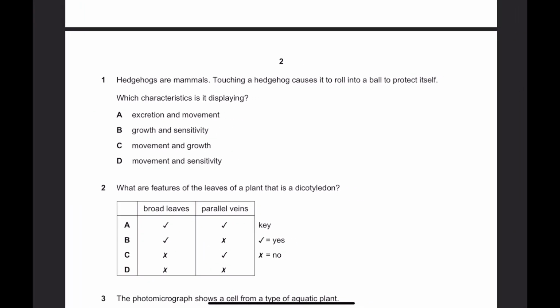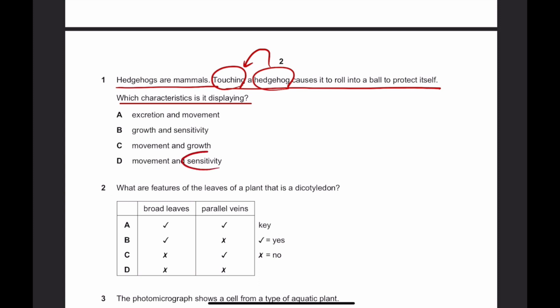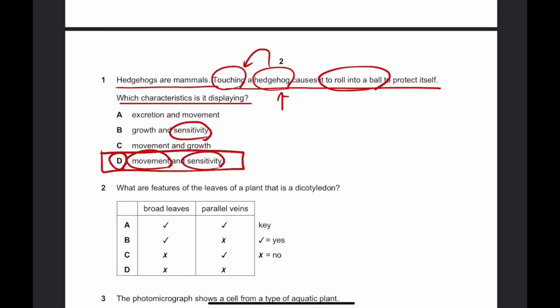Number one. Hedgehogs are mammals. Touching a hedgehog causes it to roll into a ball to protect itself. Which characteristics is it displaying? So we can see that the hedgehog senses the touching, so sensitivity is one of the characteristics, and it rolls into a ball to protect itself. So therefore it made a movement. So the movement is the answer. Hence the answer should be D.